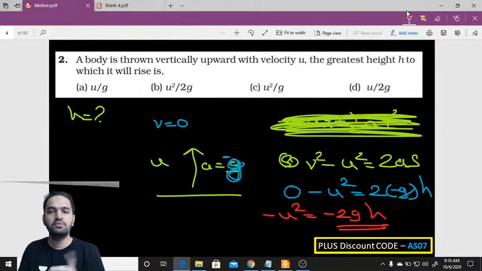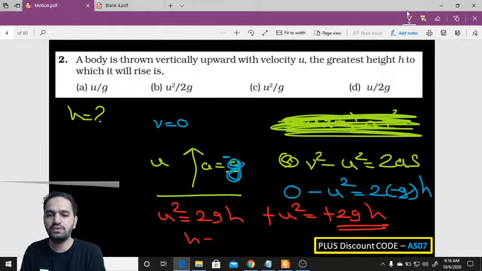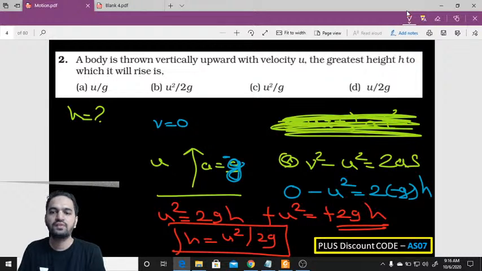Minus and minus will get cancelled, it will become plus. So it will become u square is equal to 2gh, right? And h would be equal to u square by 2g. That's it. So your answer would be B in this case.